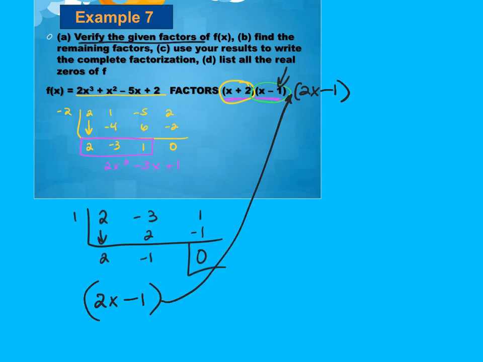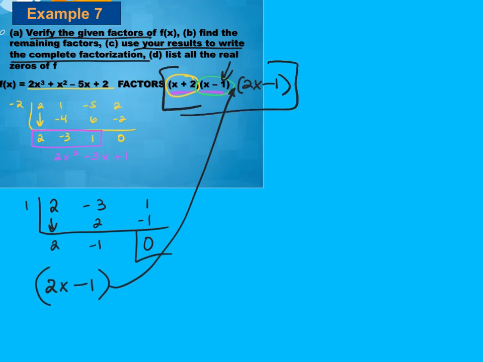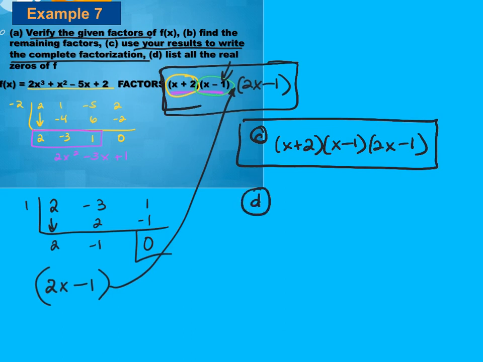So I verified by using synthetic division and showing that it's 0. That's the verifying part. Find the remaining factor. I just found it. Use your results to write a complete factorization, meaning all three of these. So my complete factorization is x plus 2 times x minus 1 times 2x minus 1. That is my initial function completely factored. D says list all the real zeros. So I've got my -2 and my +1 from what I was originally given, and then set this equal to 0, and I get 2x equals 1 and x equals 1/2 as my last root.